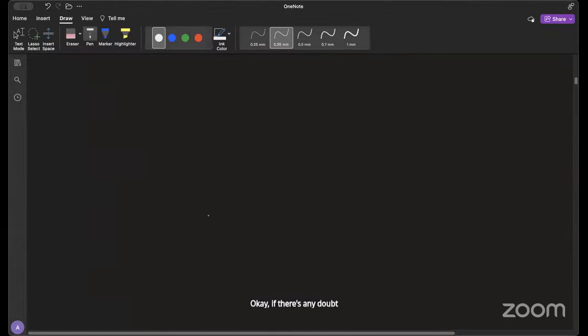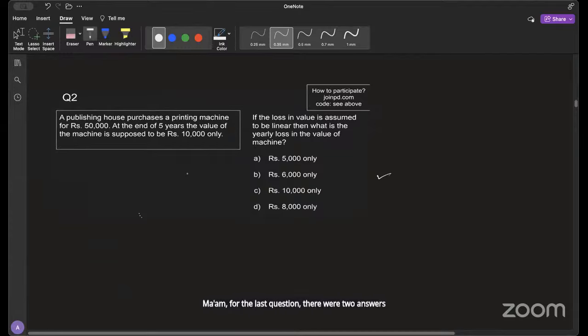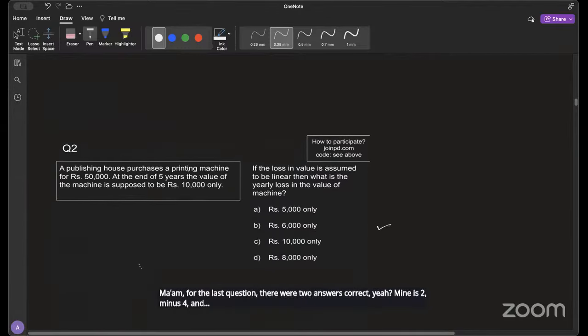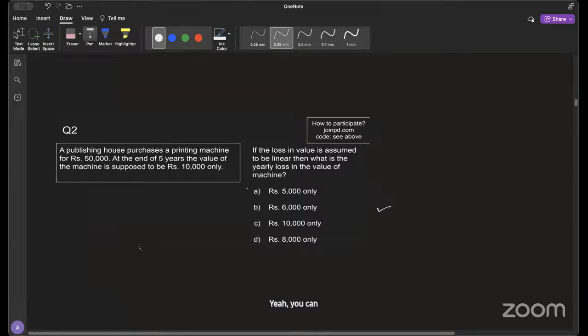Yeah, minus 2 comma minus 4, and two options were correct. We have to check through the line. If you want to try the area method, you can do that, but I think it's going to take a little longer. Then finding the line's equation is easier.